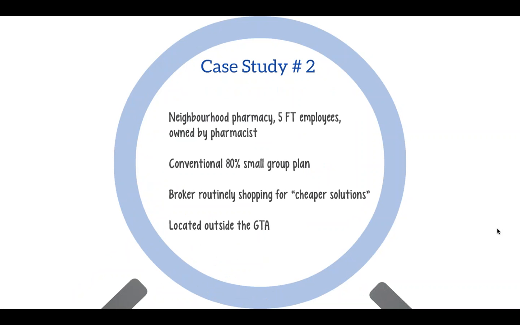This is a neighborhood pharmacy. It's a small organization. They have 5 full-time employees, and it's owned by the pharmacist, which is quite typical within this industry environment. The plan that was initially in place was a conventional small group plan with 80% reimbursement. And their broker routinely shopped for cheaper solutions every 18 months to 2 years. They took it to market, took it to market, took it to market. This particular pharmacy is located outside the GTA.